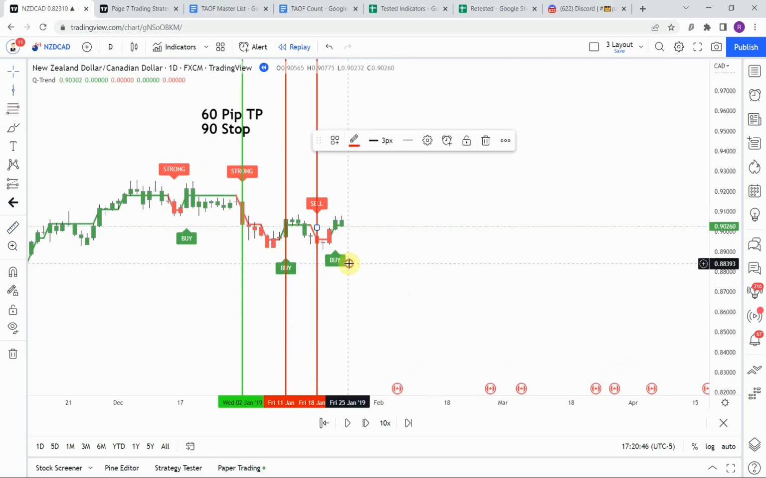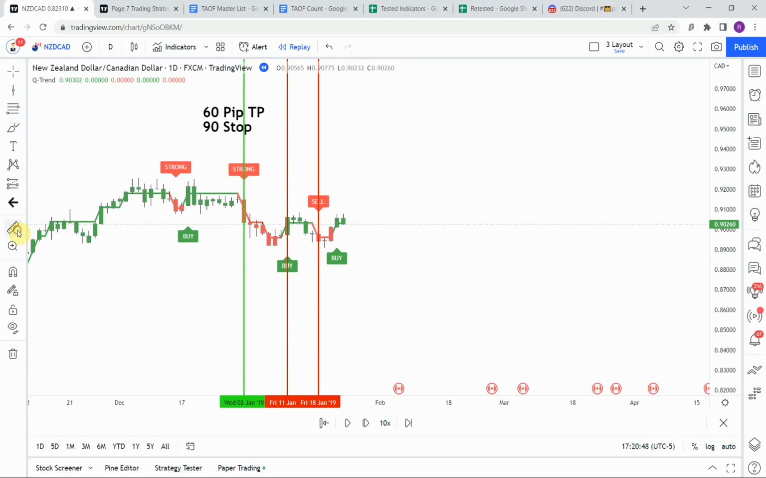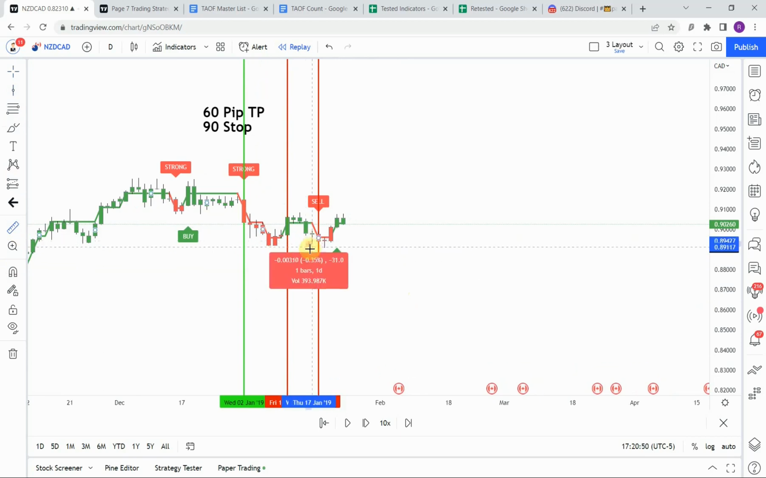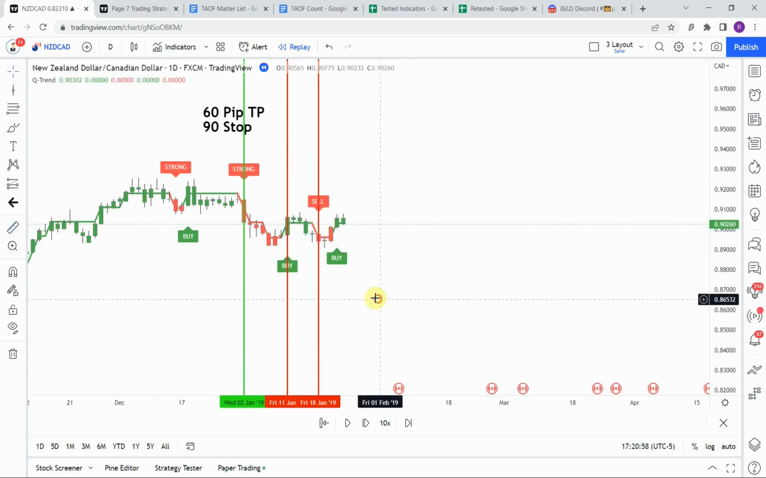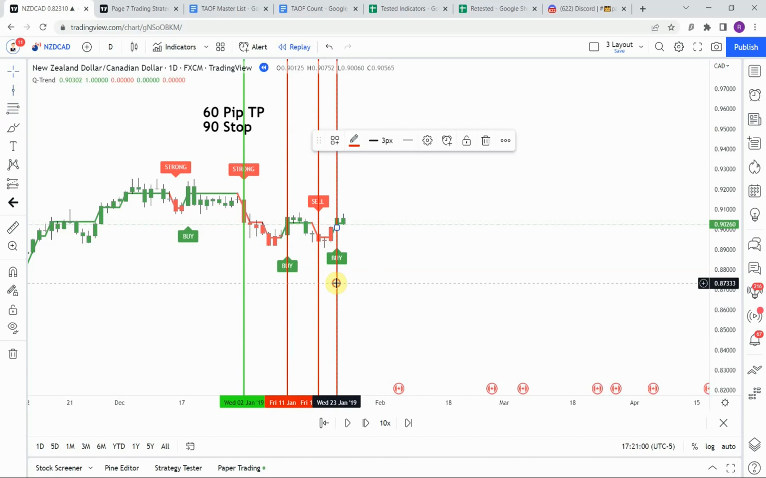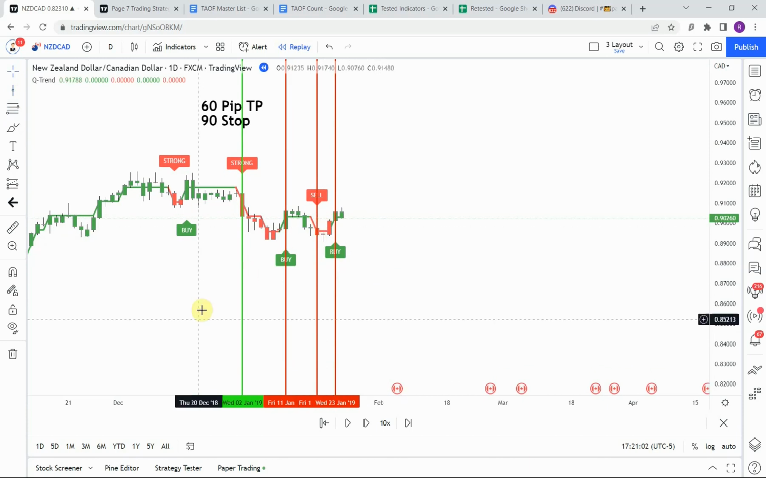Then we pick up a sell signal right here. Same thing, we get a little bit of drawdown right there, a little bit of movement to the downside before it then spikes up here and comes up and stops us out and gives us a buy signal right there. Let's go ahead and play this forward some.